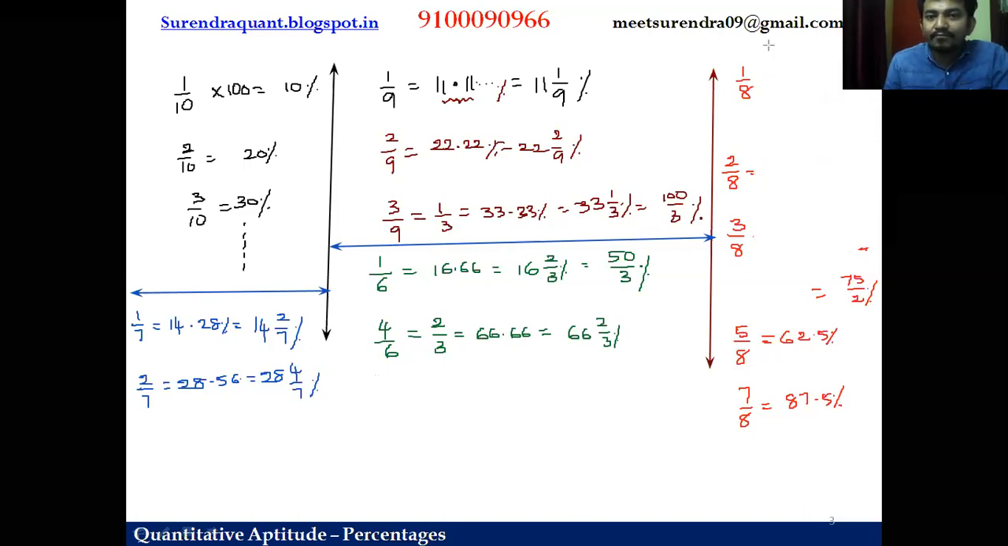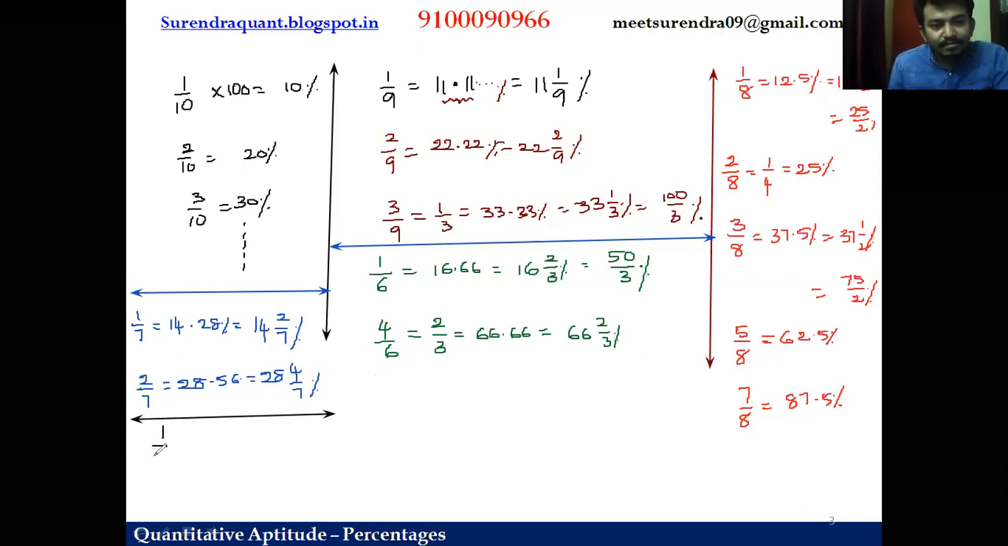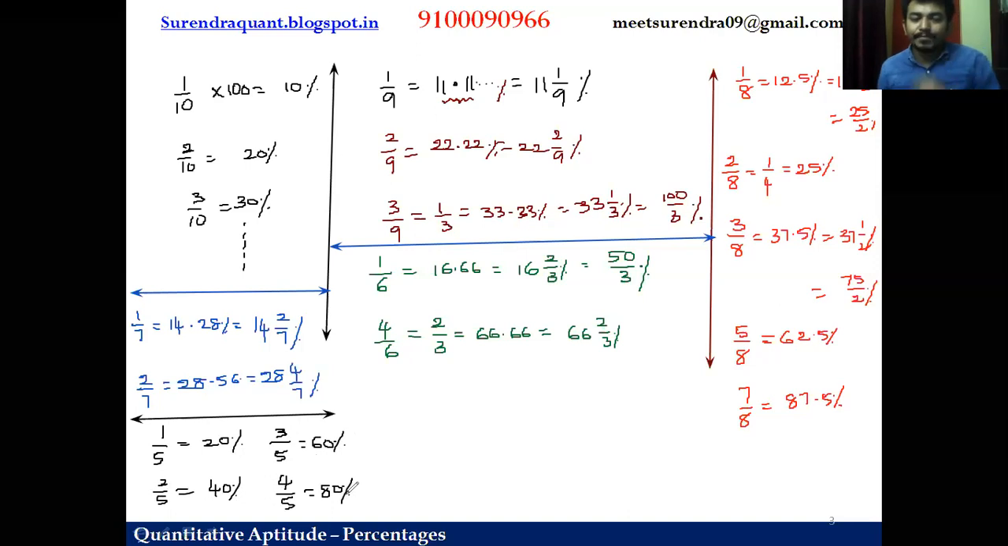1 by 5 numbers. So friends, what is 1 by 5? 1 by 5 is 20%. So 2 by 5 is 2 times, right? So 2 times is 40%. 3 by 5 is 3 times of 1 by 5. So 3 times of 1 by 5 is how much? 60%. So 4 by 5 means just 4 times, that is 80%.